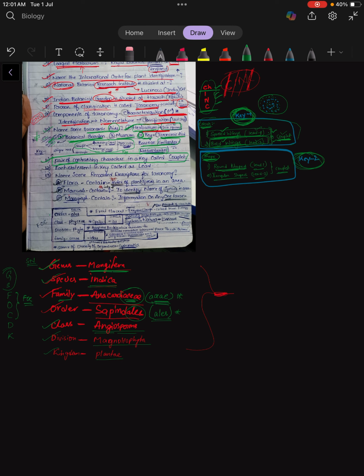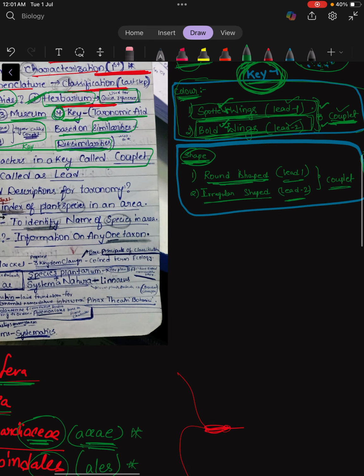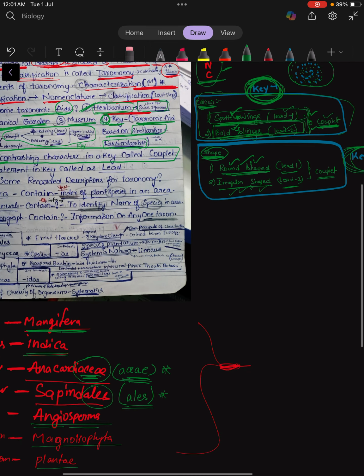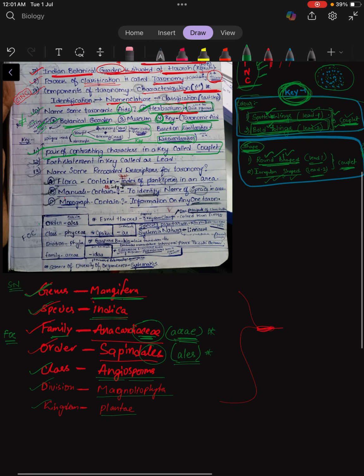This is a key. It has two characters. Contrasting means opposite. These two characters are opposite. For suppose this round and irregular, these two are contrasting and opposite, right? So these two characters in a key are together called a couplet. So they may ask you: a pair of contrasting characters in a key is called dash. In the first option they will give lead, in the second option they will give key again, and in the third option they will give something else.